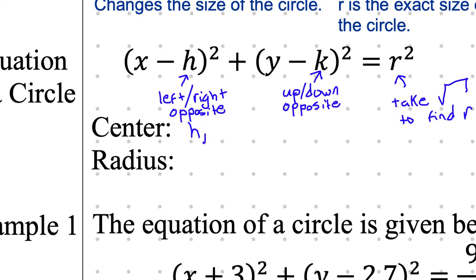H comma k is always the center of your circle. And then the radius is always going to just be r, which means you have to square root it.